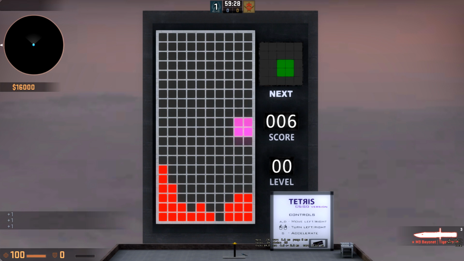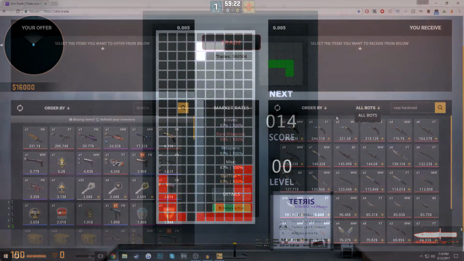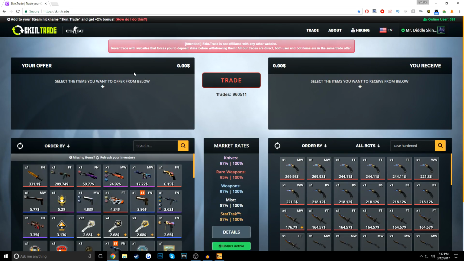I also want to say that there may be a bunch of these out there already, but for the sake of my own channel, I wanted to have my own showcase of these just to document it. Alright guys, so today I'm on the website Skin.Trade.